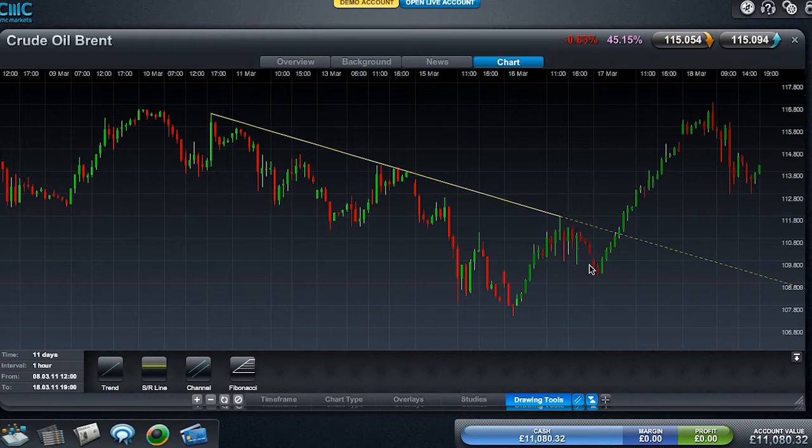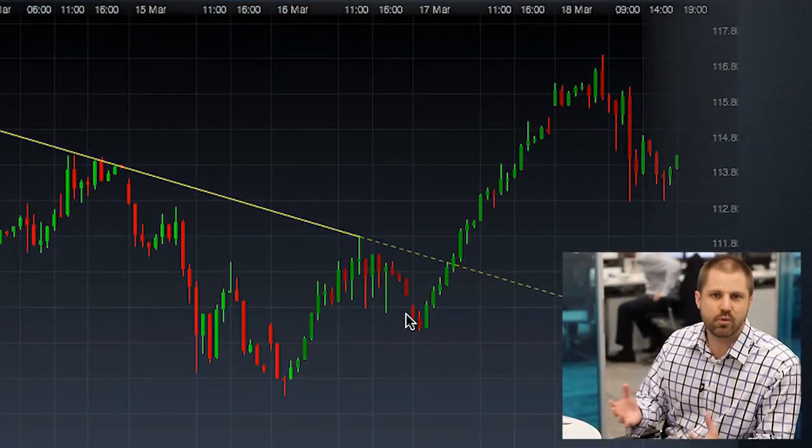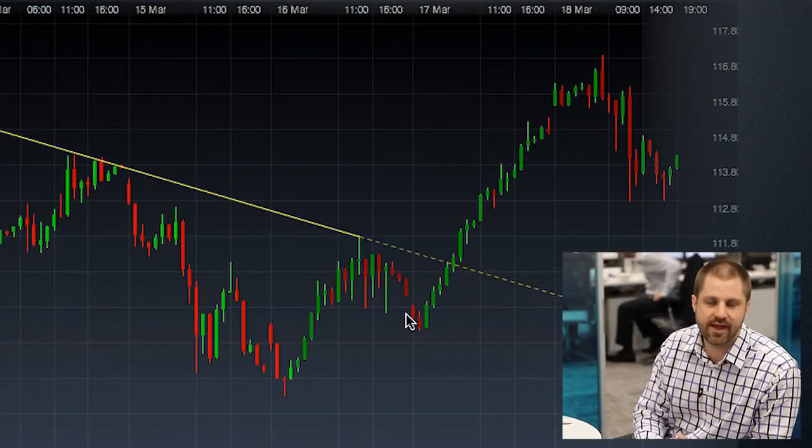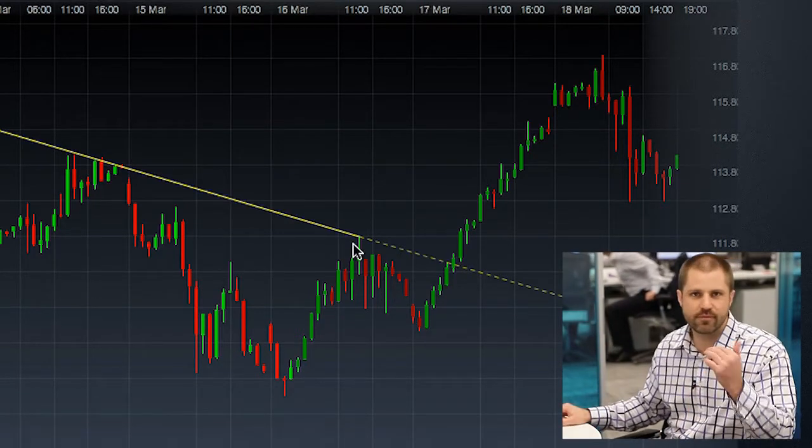Again, the same principles apply. If the market starts to reach that level, we think, okay, we think the fundamentals are still down. We will do a down trade or a sell trade and try and profit from that bounce.